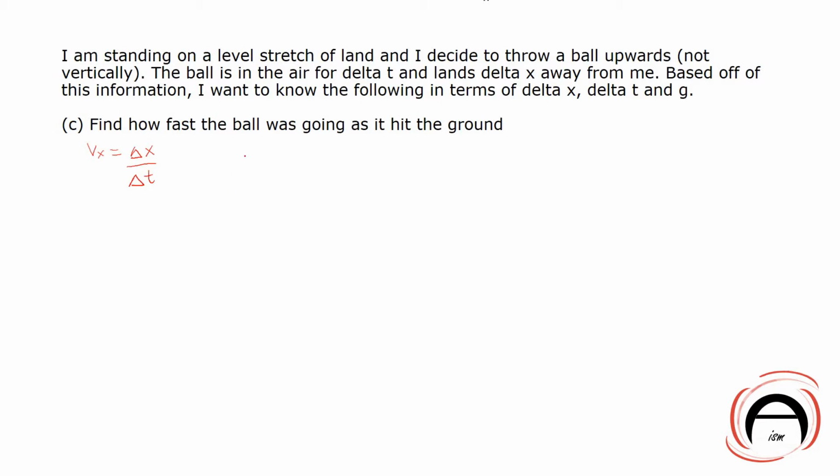So the answer to this part C, you can find it in two ways. Actually, I'll go over the second way once I finish the first way. The only thing that you need to think about right here is the velocity in the y direction, which is what changes. So we can think about it using our third kinematic equation: v final squared is equal to v initial squared plus 2a delta y.